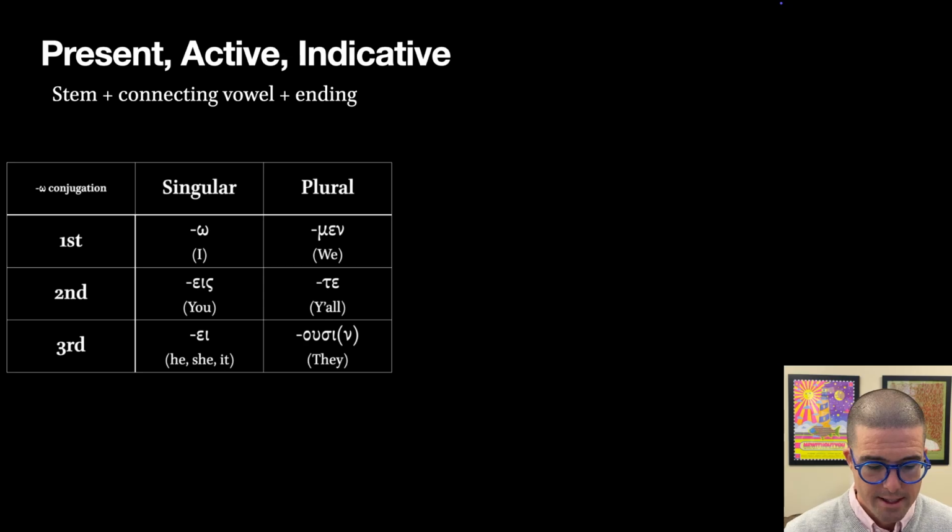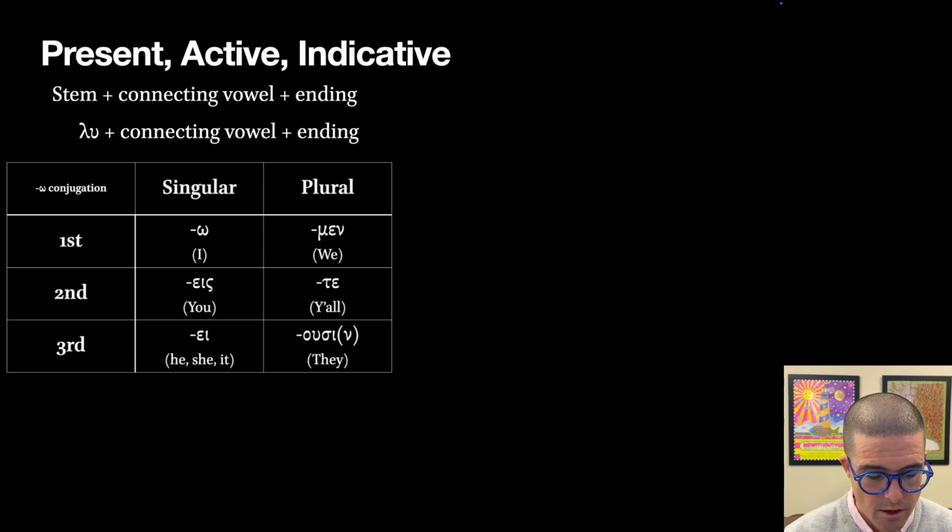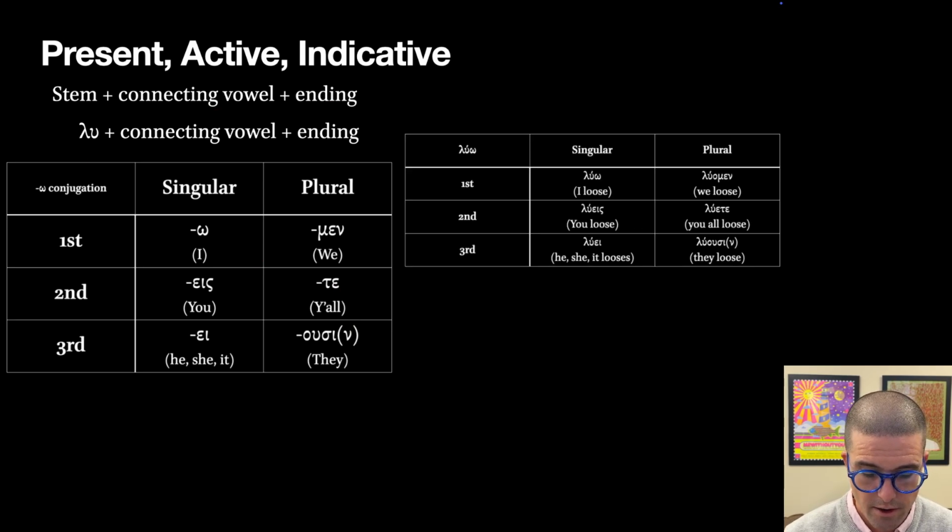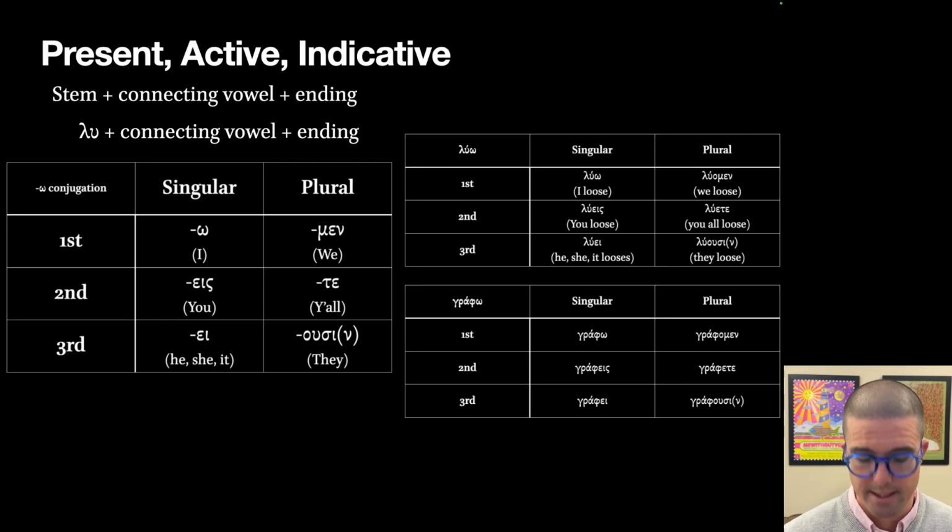And so once again, we have stem, connecting vowel, ending. Ending right here. And lu, in the case of luo, is our stem. So that's the stem that means I loose. If we were to do this with respect to another basic verb, grapho, so when you see this form in the dictionary or vocabulary list, to find the stem, you take off that omega, which is the first person singular present active indicative ending, the primary suffix first person singular ending. You take that off to find that graph is the stem, and then you add on those different endings.